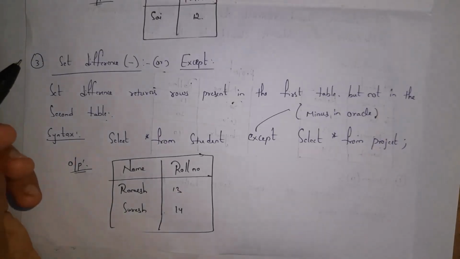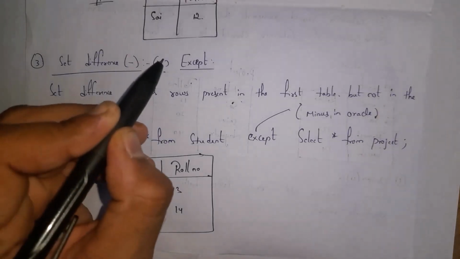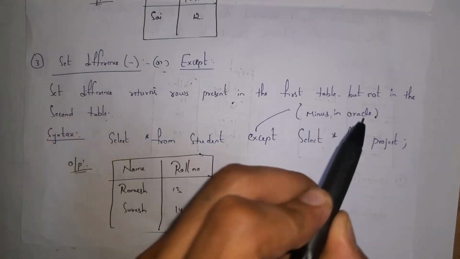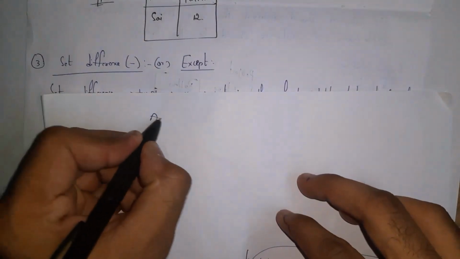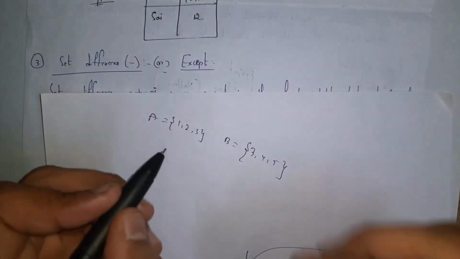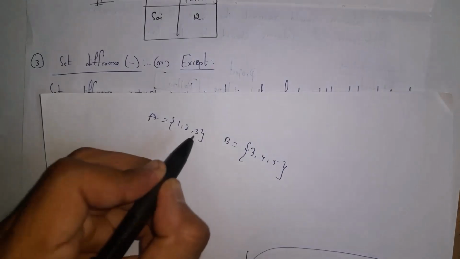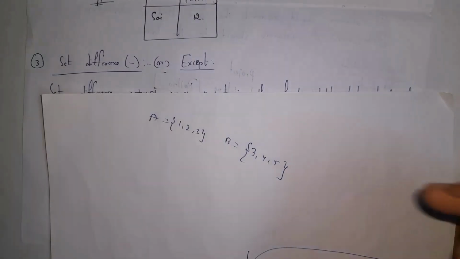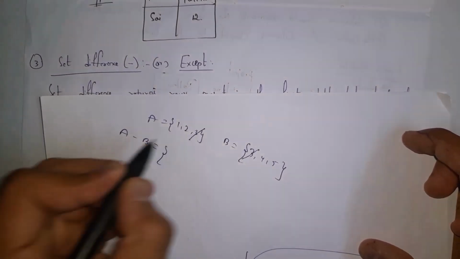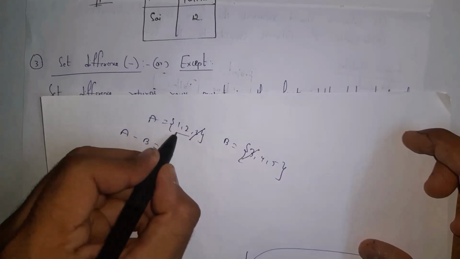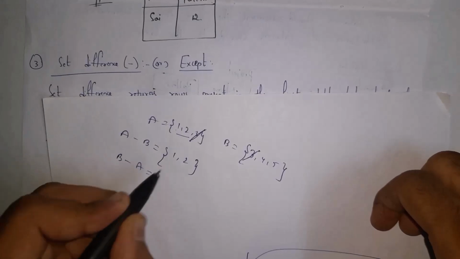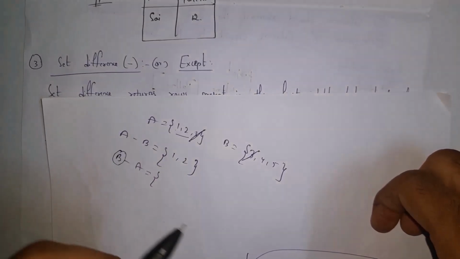And the third one is set difference. Guys, we also call set difference as except, or we can also call it minus. Set difference returns rows that are present in the first table but not in the second table. For example, set A contains 1, 2, 3 and set B contains 3, 4, 5. Intersection will select only similar values, that is 3, and set difference is opposite to intersection. Whenever we perform A minus B, 3 is similar here, so 3 is removed and the values which are present in set A are selected. So output 1, 2. If you consider B minus A, then similar values are removed and the data which is present in B is selected.